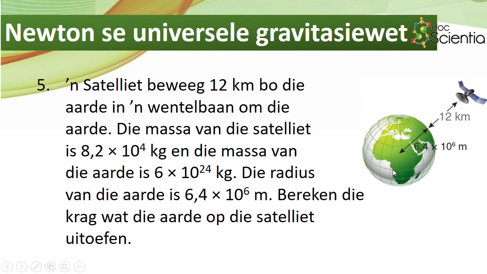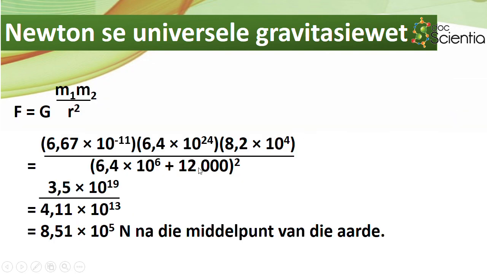Because remember, Newton's gravitational law goes from the midpoint to the midpoint. So you can't just say from the surface of the earth, you can't just put in the 12 km. And this is where they get this value. That is the radius of the earth plus the 12 kilometers converted into meters.